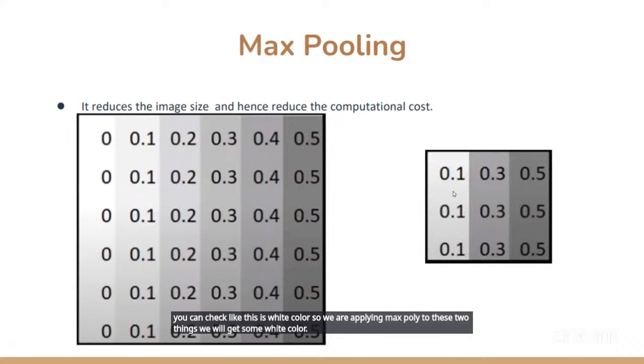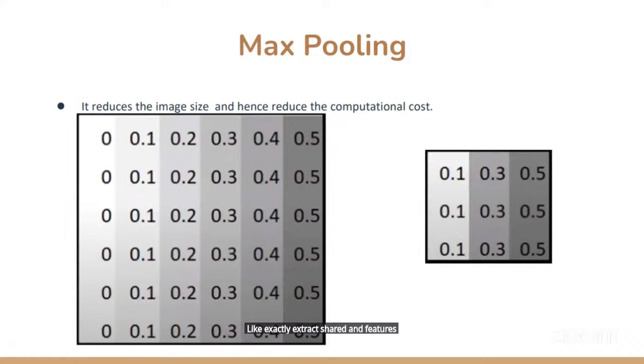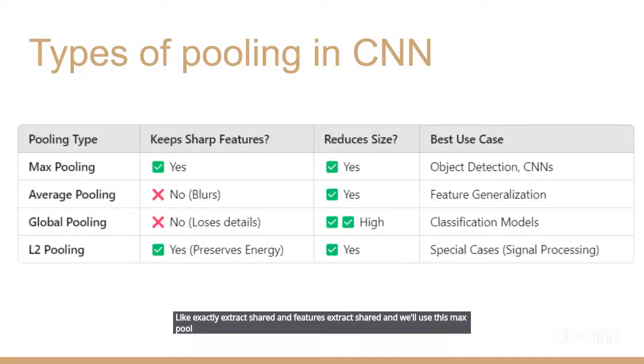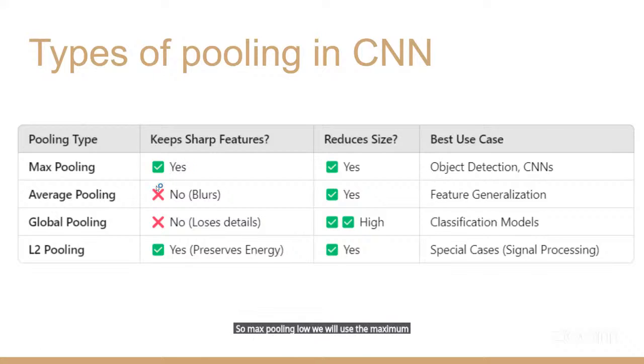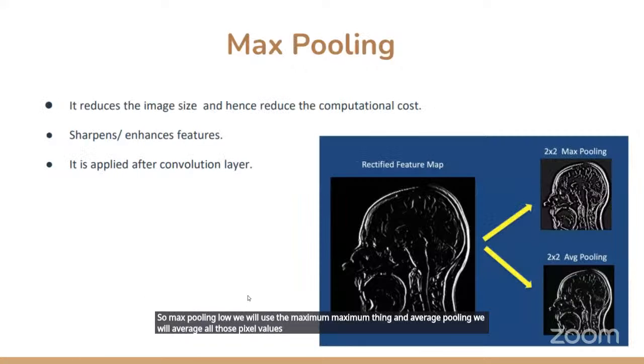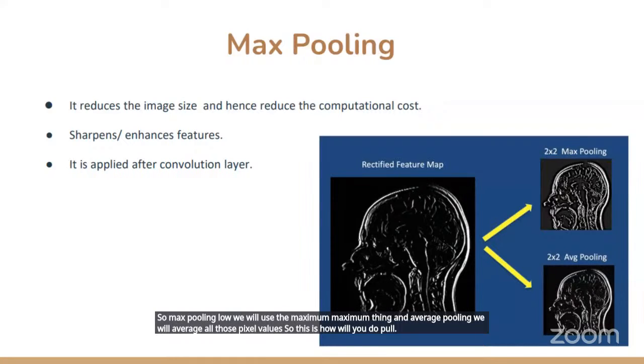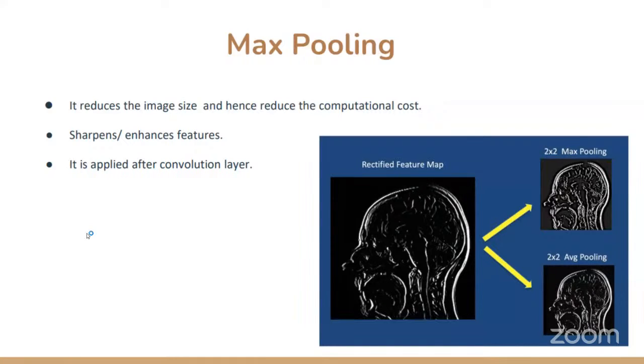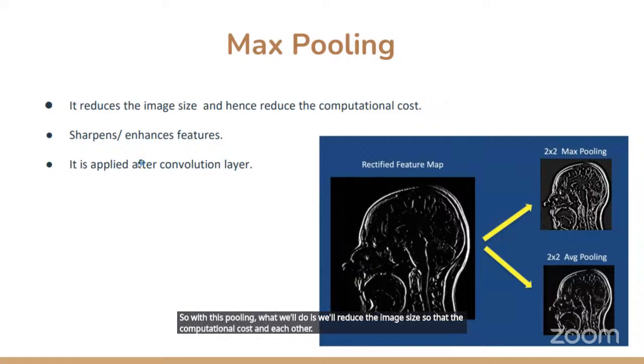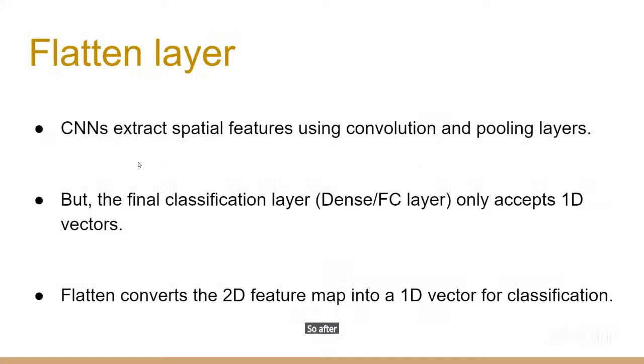To extract features, we will use this max pool. There are different types of pooling in CNN. In max pooling we use the maximum value, and in average pooling we average all those pixel values. So this is how we do pooling. With this pooling, we reduce the image size so that the computational cost becomes much lower. So after a convolution layer, we will apply this max pooling.